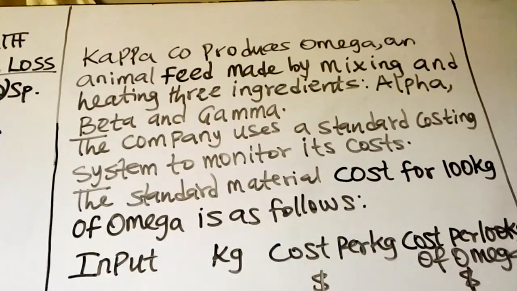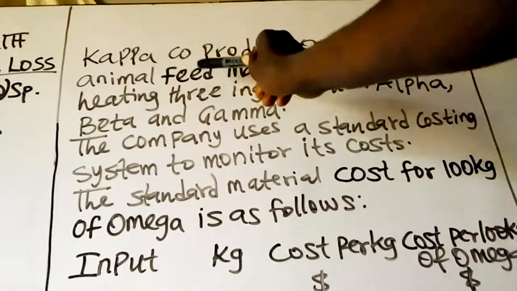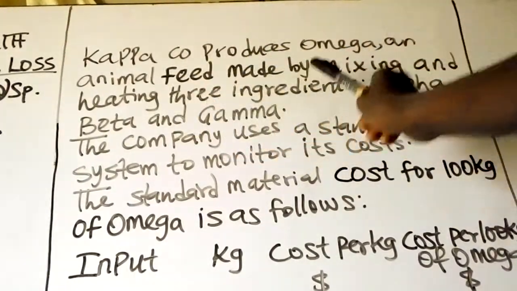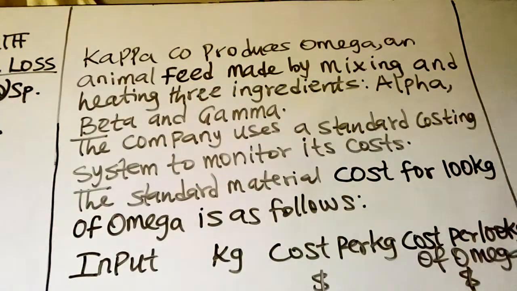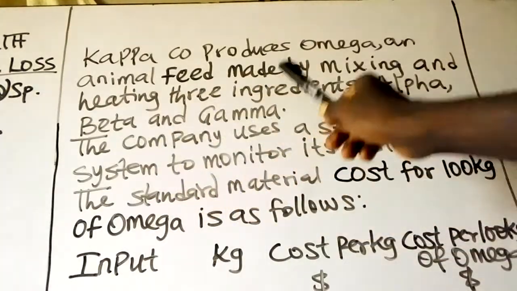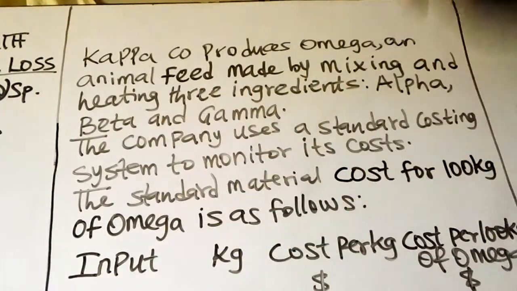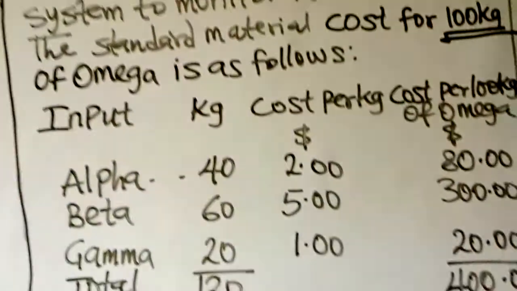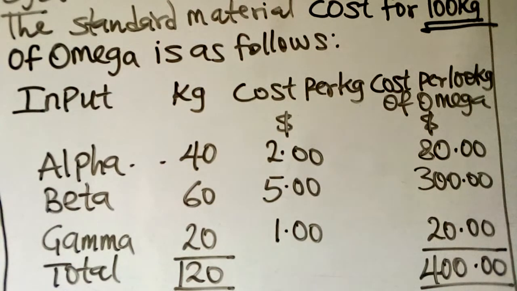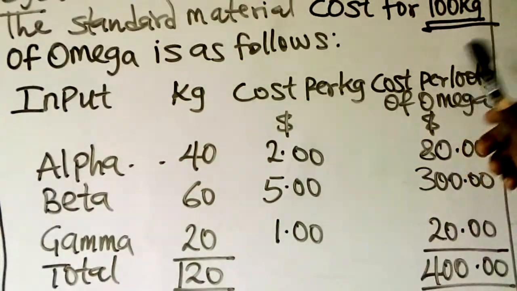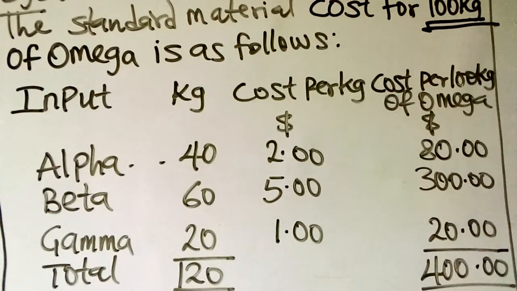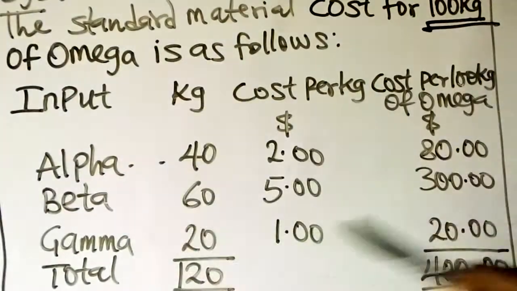Kappa Co produces omega, an animal feed made by mixing and heating 3 ingredients: alpha, beta, and gamma. The company uses a standard costing system to monitor its costs. The standard material cost for 100 kg of omega is as follows. You have input kg, cost per kg, and cost per 100 kg of omega. You have the alpha, beta, and gamma.